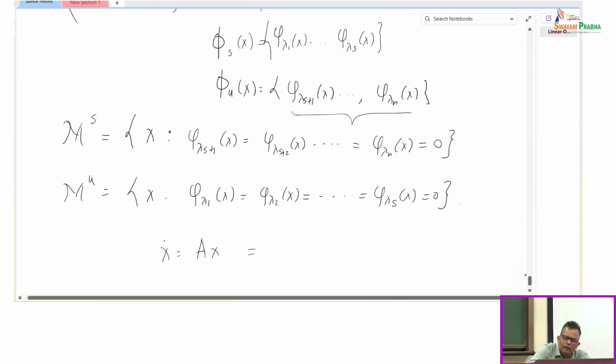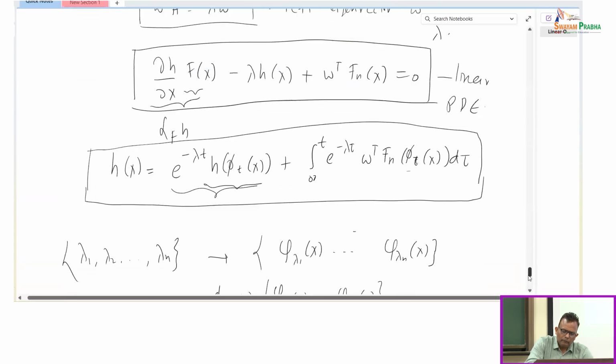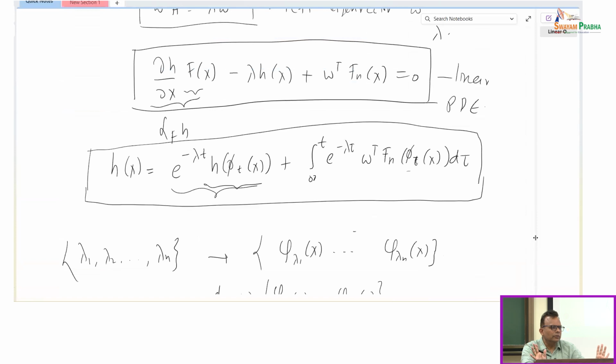So let's say I have x dot equal to Ax. We have n eigenvalues. Let's say n equal to 3, and there are two eigenvalues in the left half plane and one in the right half plane. So you find the eigenfunctions corresponding to these two eigenvalues in the left half plane. Those will be the stable eigenfunctions.